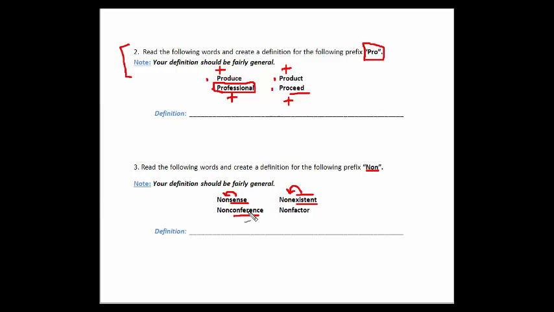Conference, that means it's inside the conference. When it's non-conference, it's outside the conference. And it is not inside the conference. Flips it around, again, opposite. Factor, you are a factor. And when you are a non-factor, you are not really doing anything. So the prefix non is going to flip directions and give you basically the opposite. Let's pause the video here, and we will take a look at numbers 4 and 5.